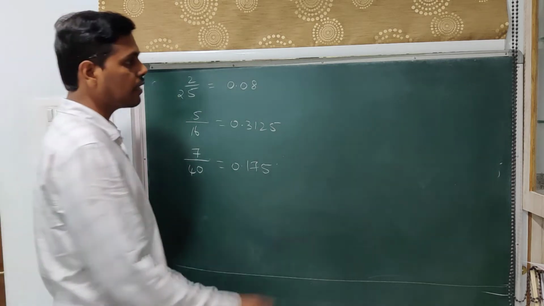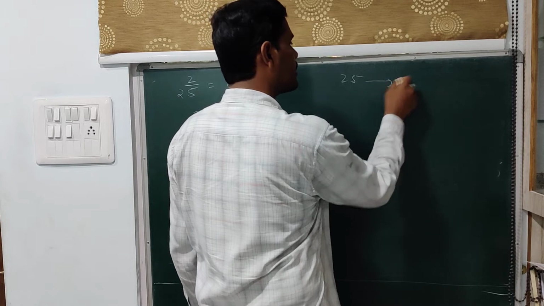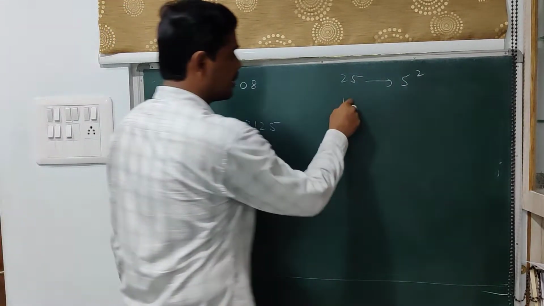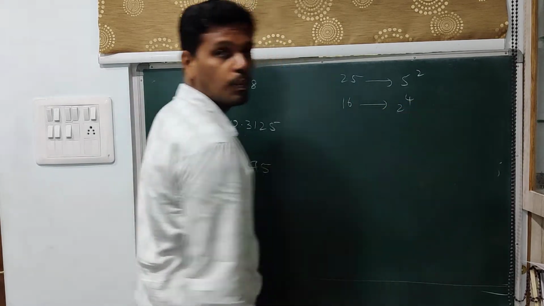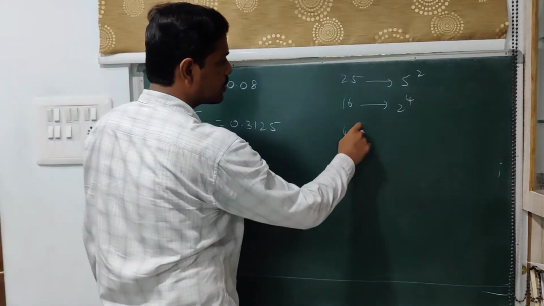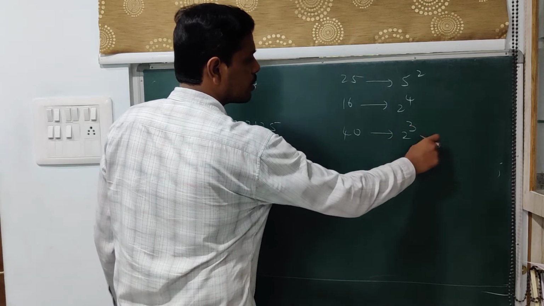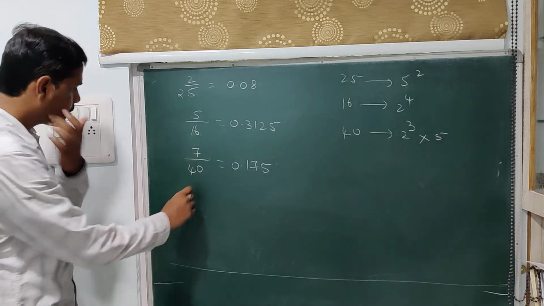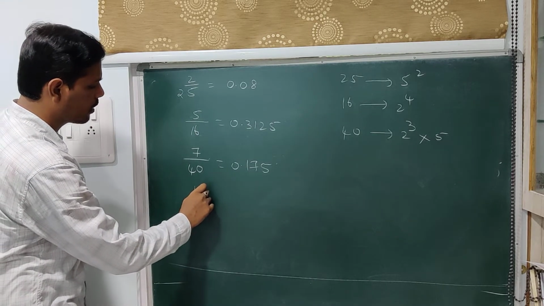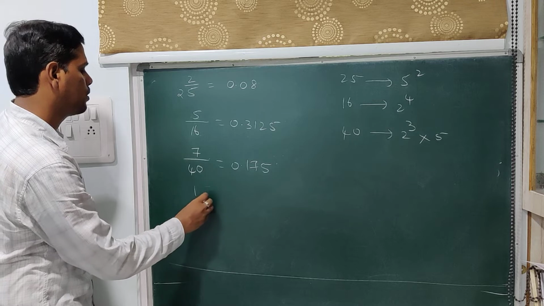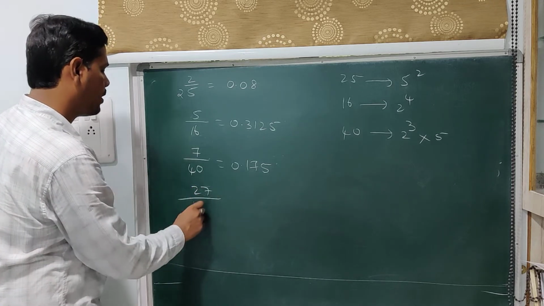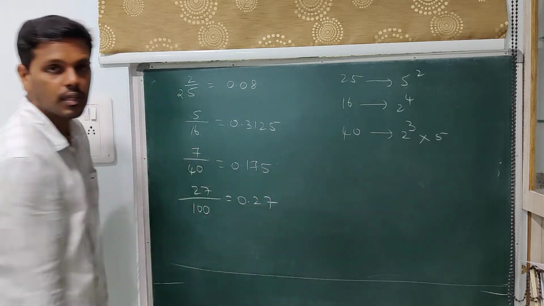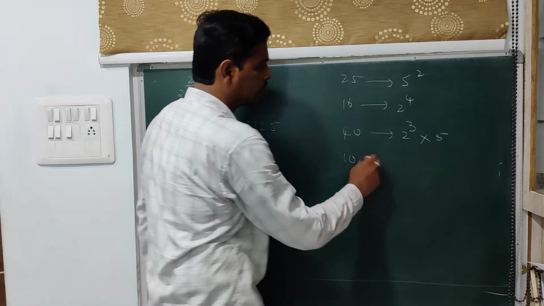Now 25, what is the prime factorization? 25, may I say 5 square? The prime factorization is 5 square. And 16, the prime factorization is 2 power 4. And 40, what is the prime factorization? 2 cube into 5. Yes, or say some number, some 27 by 100. 27 by 100, what do you get? 0.27. So what is the prime factorization for 100?